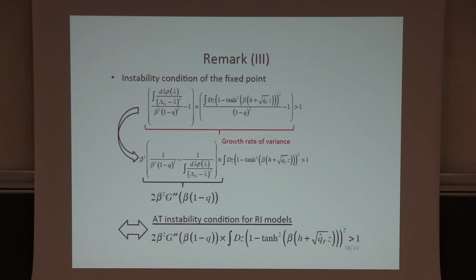Then we can get the instability condition of the fixed point by computing the growth rate of the variance. If the growth rate is greater than 1, it indicates instability, right? After rearranging this condition, we can get this form, okay? And actually, this is nothing but, this can be expressed by using the characteristic function like this. And this condition is nothing but the AT instability condition for the rotationally invariant models.